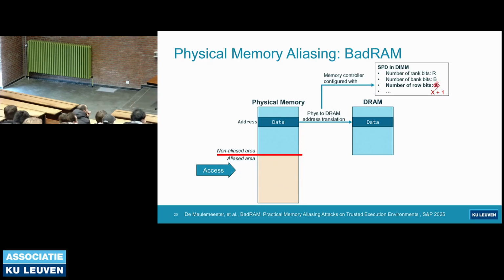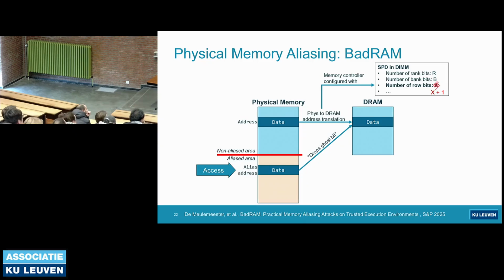But this extra row bit is not connected to any physical address line, so it's dropped, right? And what will happen is that you will access the same location in DRAM as the address in the upper half. So you will read the same data from there, and these addresses alias. In this paper by Meulemeester et al., they use this primitive to attack trusted execution environments. Later today, you will hear another paper that builds on this primitive.